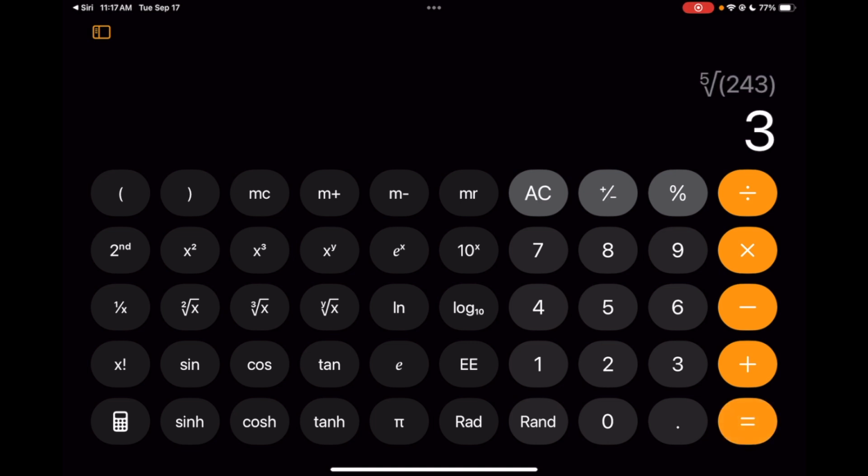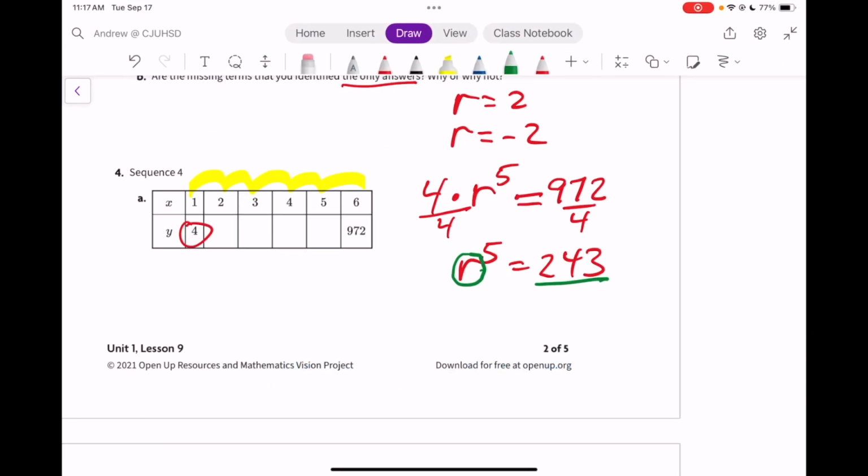In other words, 3 is not the square root, not the third root, but the 5th root of 243. r is 3. Now, can that be negative 3?